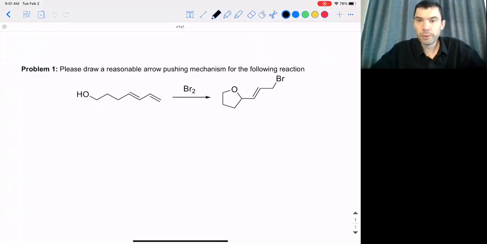In this video, what we're going to do is go over the arrow pushing mechanism for the reaction shown below. And we're going to have a couple of twists and turns here from kind of a classic alkene addition. So the first thing I always encourage people to do when looking at a brand new arrow pushing mechanism is to take note of the kind of reagent.